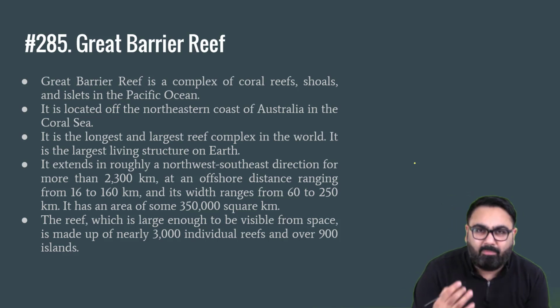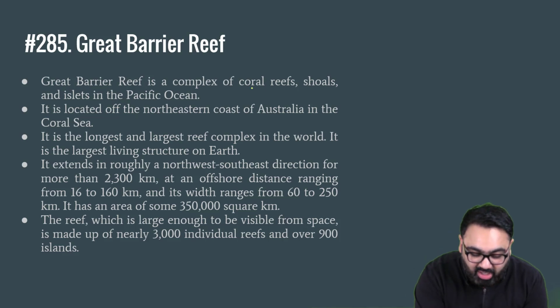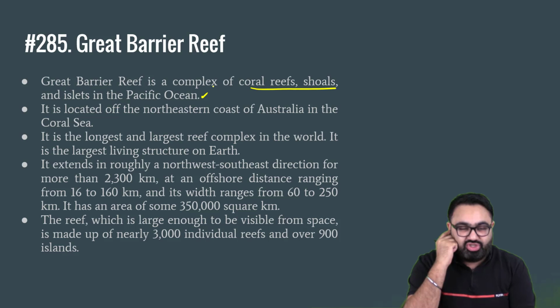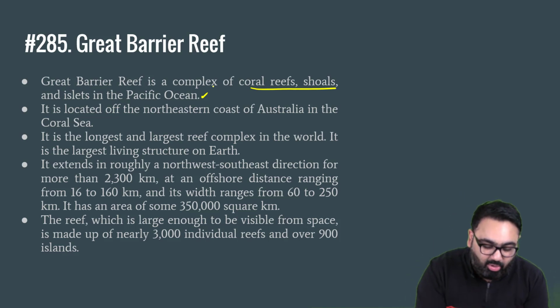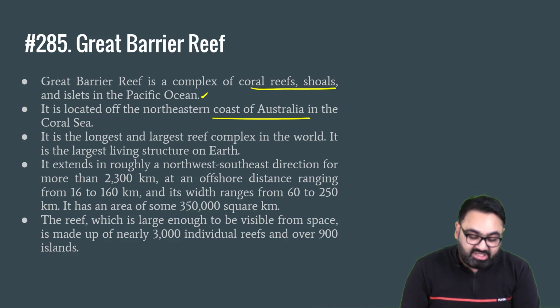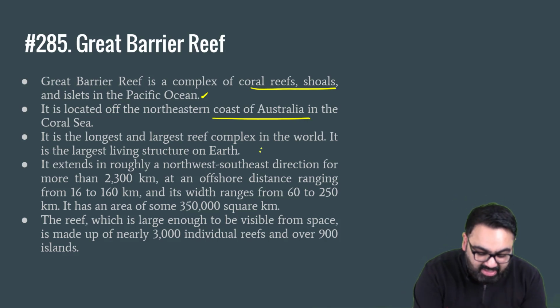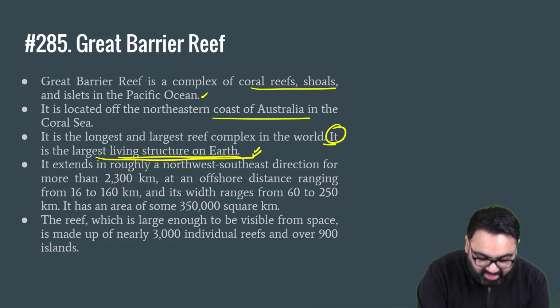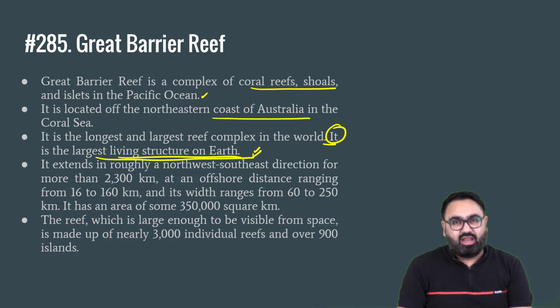It is a complex area of coral reefs, shoals, inlets in the Pacific Ocean. It's mainly located around the northeastern coast of Australia. It is the world's largest and the longest reef complex, and it is also the largest living structure in the world. Do remember this fact. It's so huge, it is living. It's considered as the largest living structure in the entire earth.